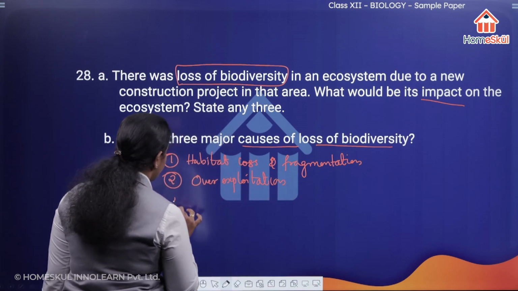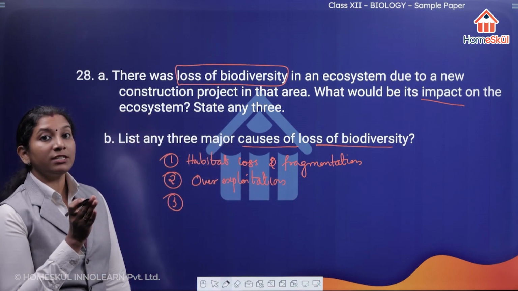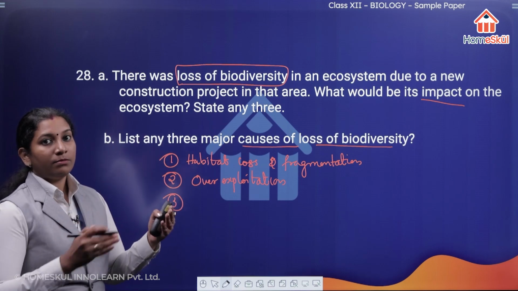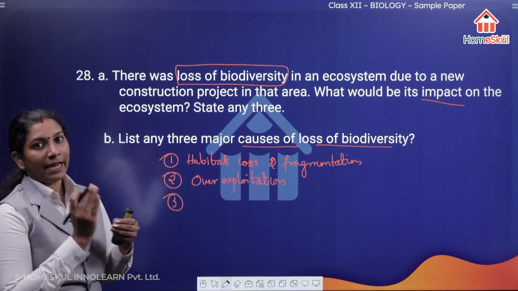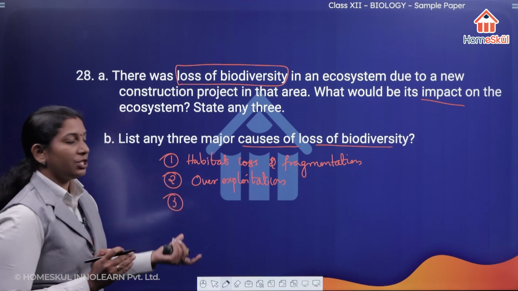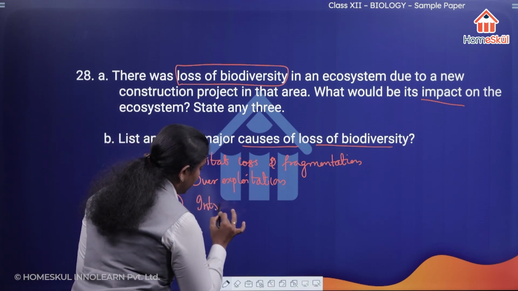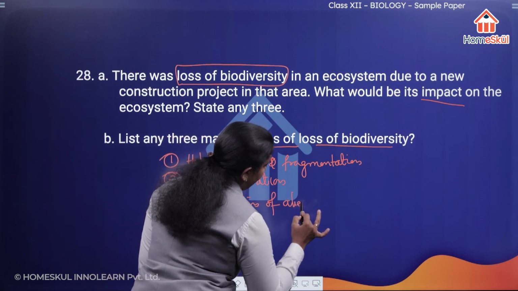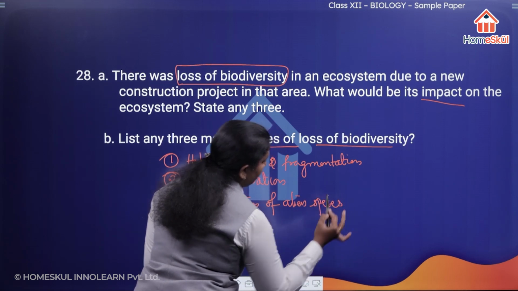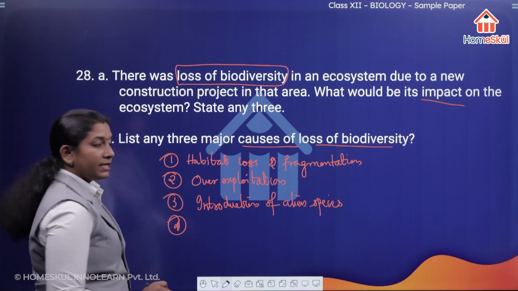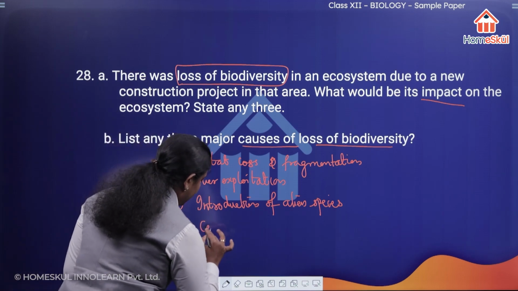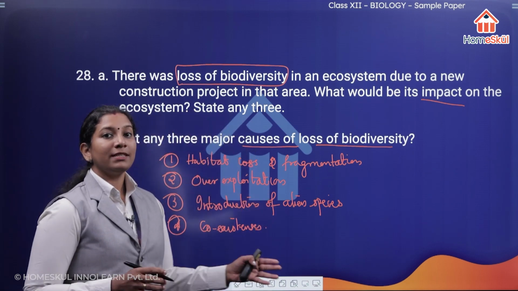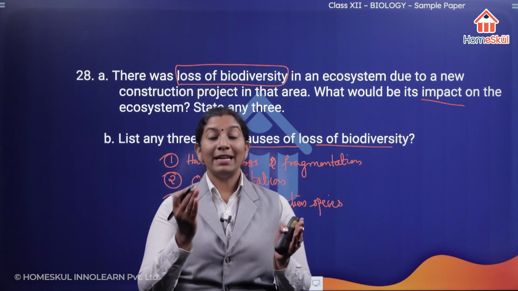Then, we know that certain invasive species or alien species will get introduced into certain areas. The equilibrium of that ecosystem will get hindered with the introduction of the alien species. So introduction of alien species is another cause of concern. Then the last one is co-extinctions of certain species. So these are the main causes of loss of biodiversity, main causes of concern.